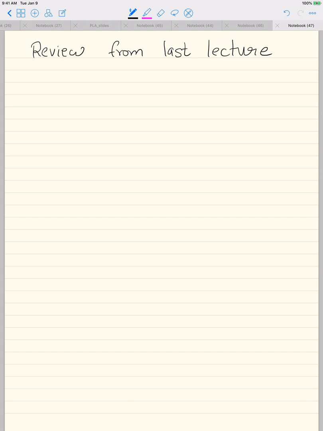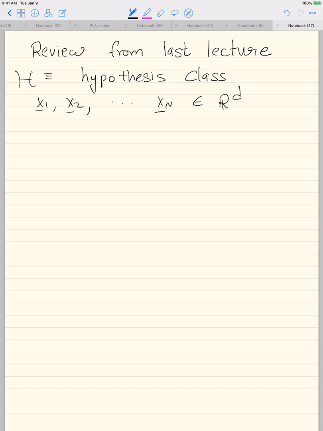Last lecture, we introduced quite a few definitions in the study of PAC learning. H was defined as the hypothesis class. So this could be the set of linear classifiers or polynomial classifiers or neural networks and so on. We let x1, x2 up to xn be points in the Euclidean space.